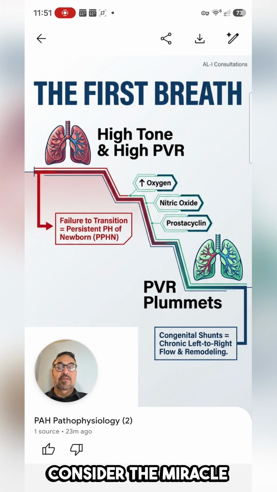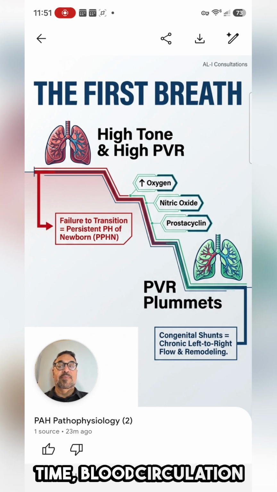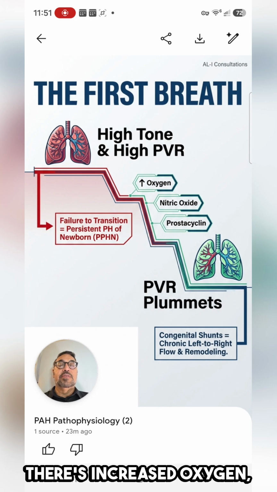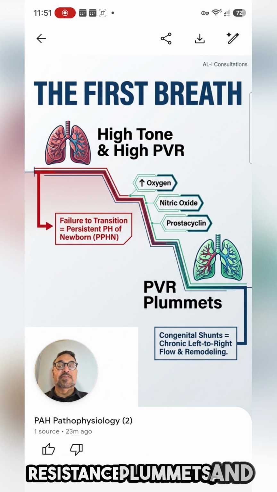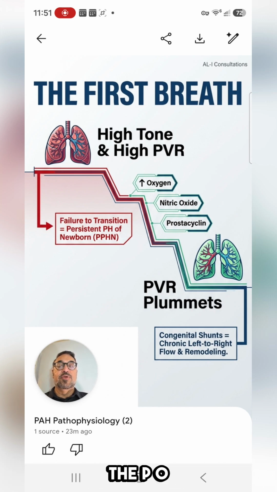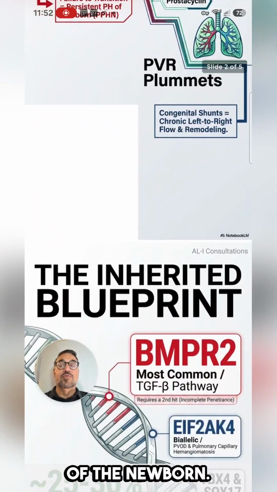First of all, consider the miracle of birth. When you're intrauterine, there's high pulmonary vascular resistance, therefore, right ventricle has a difficult time. Blood circulation goes through the PFO. Once you're born, there's increased oxygen, nitric oxide, prostacyclin release, pulmonary vascular resistance plummets, and normal circulation starts, the PFO closes. In some people, there's a failure to transition, causing persistent pulmonary hypertension of the newborn.